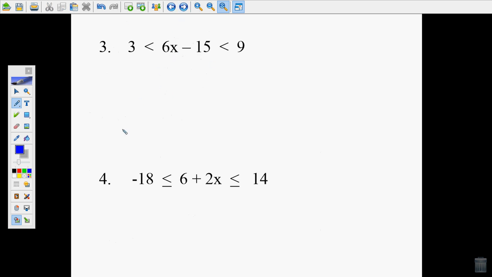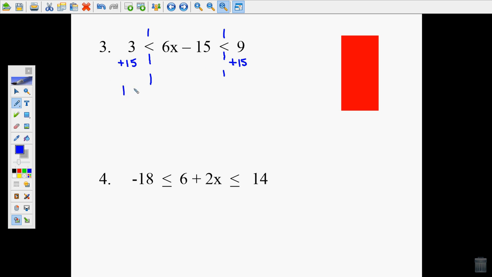Okay, so here's an example of a two-step inequality that we would solve. Okay, so again, we've got two different edges here, and so if we just look at this part of it, think about what you would do to solve that. What would your first step be? Okay, we would add 15. So we're going to put plus 15. And whatever we do on one edge, we've got to do it on the other edge too. So put plus 15 over here. Okay, so 3 and 15 is 18. 9 and 15, that's 24. The 6x comes right down, and those inequality signs come right down.